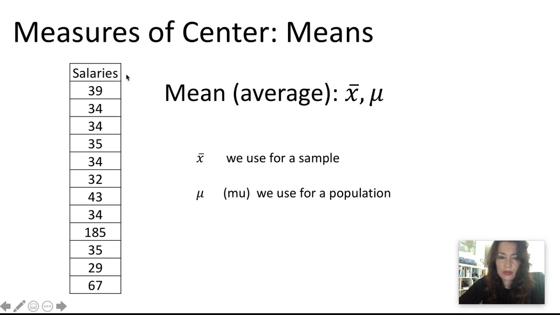So for example, this is a sample of salaries listed here, and the X bar is the symbol we use for a sample, and mu, this Greek letter, we use as a symbol for a population. So anytime you're using your calculator and you're adding up a certain sum, you will always use the X bar for a sample.